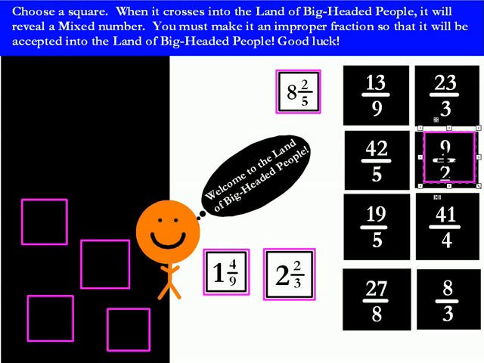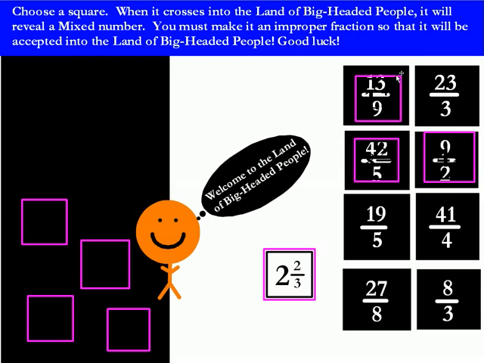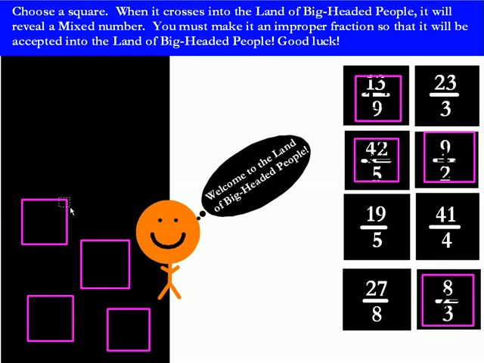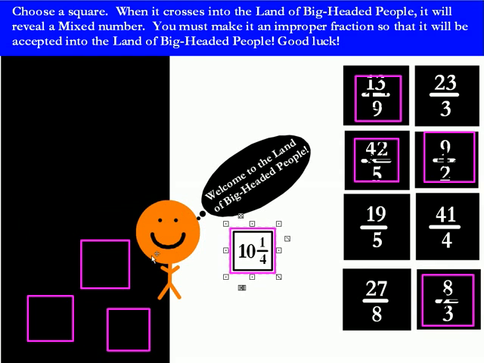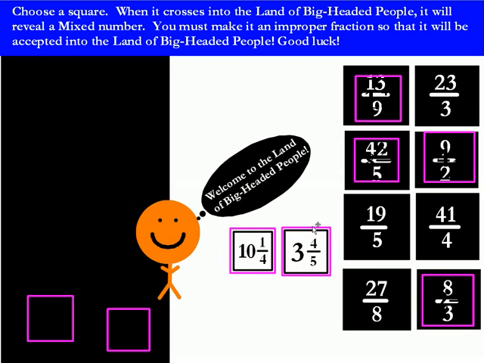5 times 8 is 40. 40 plus 2 is 42. So we have 42 over 5. 1 4/9. 9 times 1 is 9. 9 plus 4 is 13. 13 over 9. 2 2/3. You do denominator times whole number. 3 times 2 is 6. 6 plus 2 is 8. We have 8/3. Here are 4 more that you could do for practice.